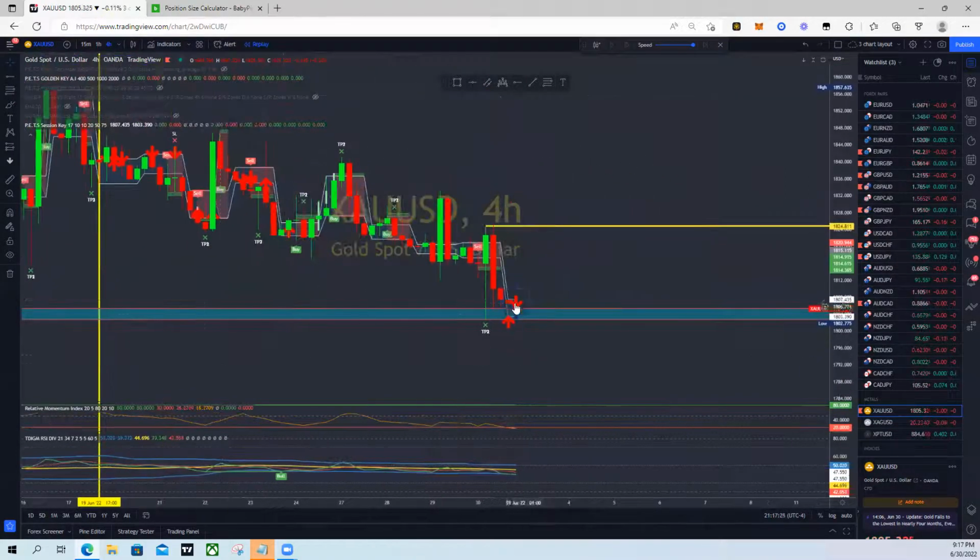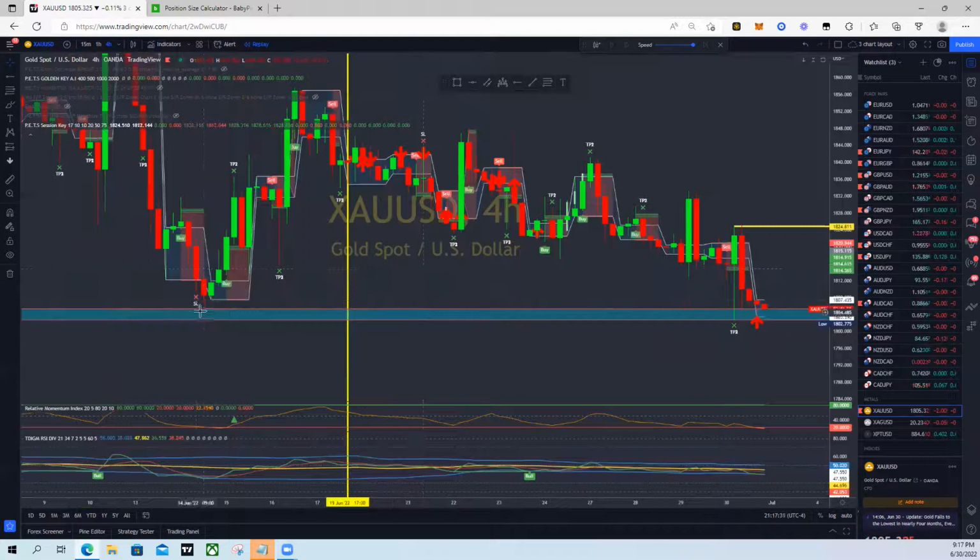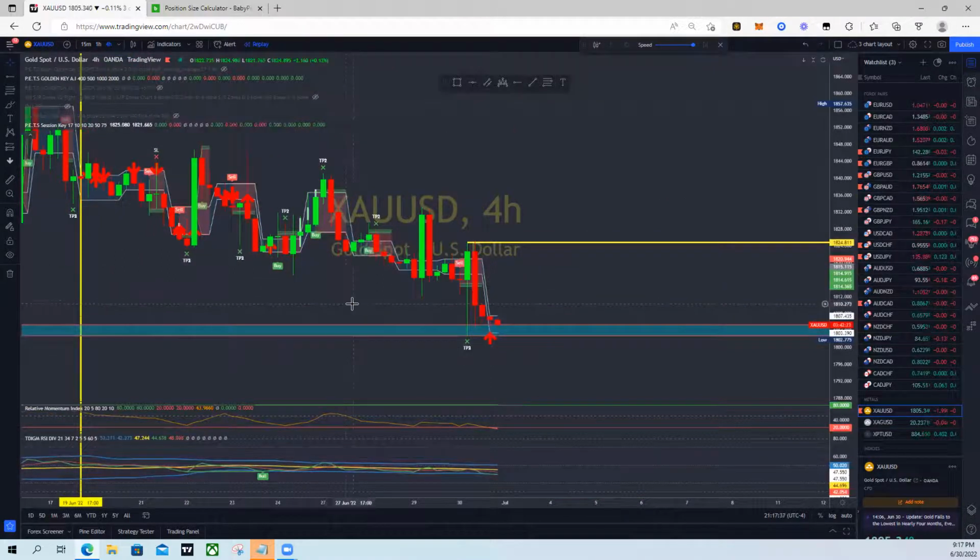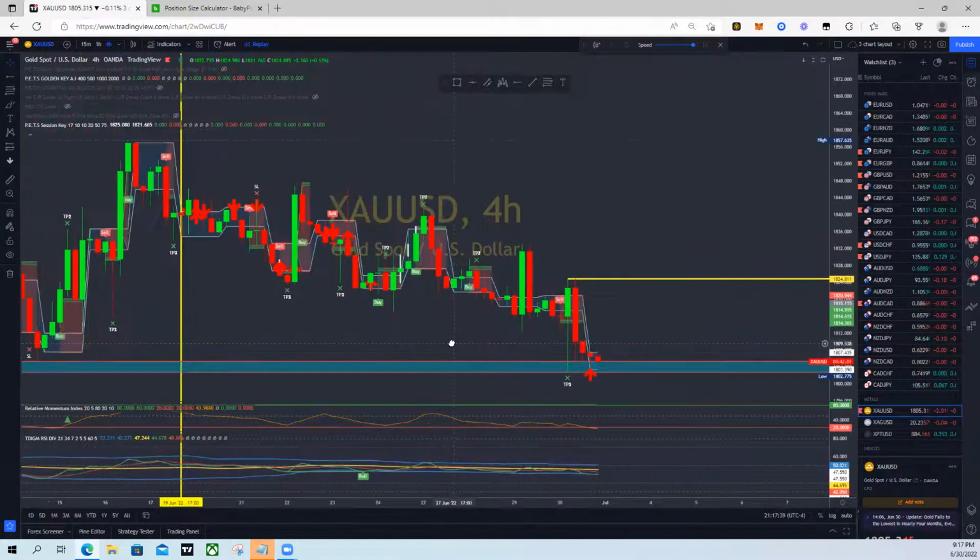Guess where we're at? For the long term, guess where we're at again? At that same point of interest where the institutions made a move. So honestly, next week could be a beautiful week for gold to be buying. It's a 4-hour chart, so it's been for the past couple of weeks. It gave you some great moves.